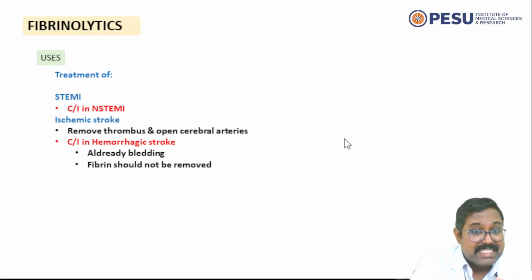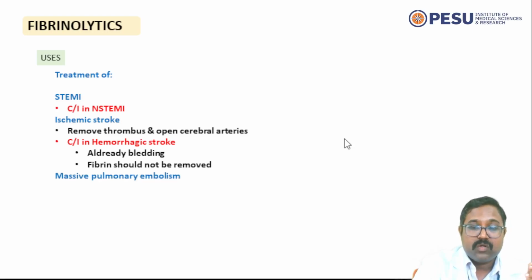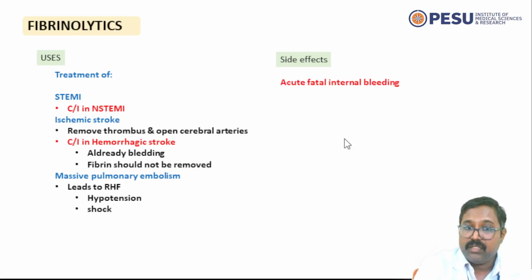Fibrin should not be removed in such cases, because fibrin is responsible for formation of the clot in conditions associated with hemorrhagic stroke. So if you give a fibrinolytic, the clotting will not occur and the chance of bleeding will increase or progress. Again, it can be used in case of massive pulmonary embolism, which leads to right heart failure, hypotension and shock. Side effects: acute fatal internal bleeding is the risk of fibrinolytics, because you are breaking the fibrin, you are breaking the thrombus.